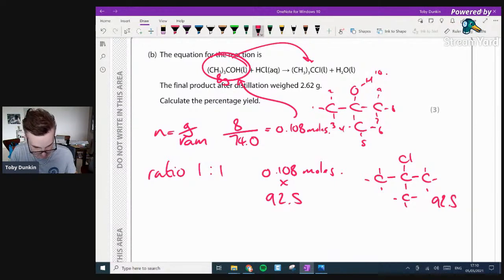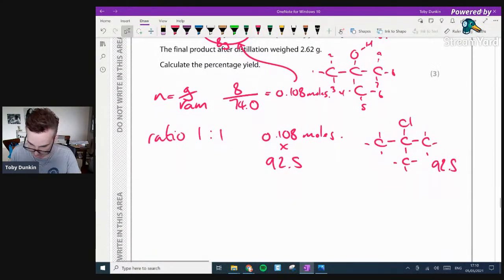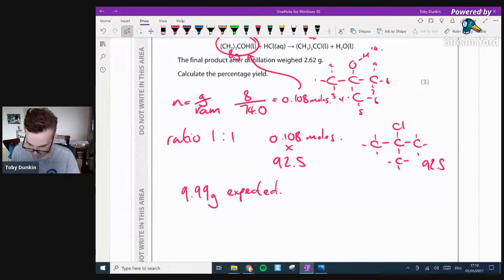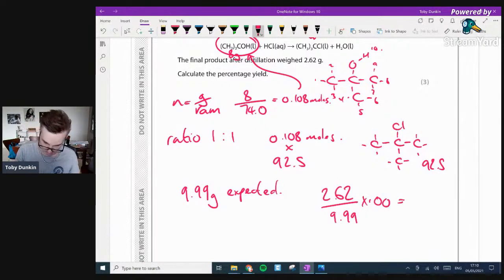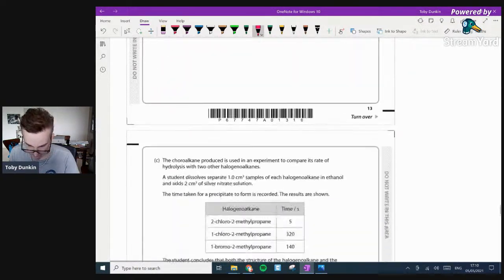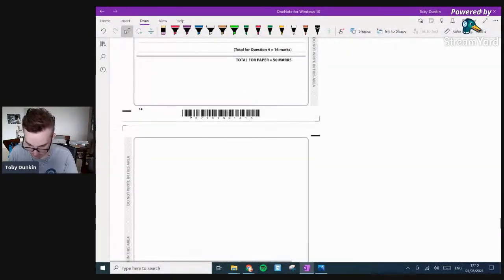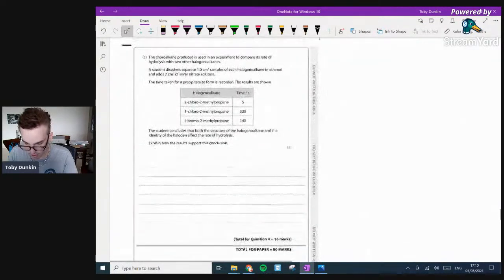That's a poor yield. 92.5 times 0.108, 9.99 grams. 9.99 grams expected. Wow, this is poor yield, this, guys. And he only got 2.62 over 9.99 times 100. That gives me 26.2%. Wow, it's poor. Interesting. Don't like it. Organics is poor, though. Okay, we're doing really well at the minute, folks. We're actually right at the end of the paper, on the last question already.